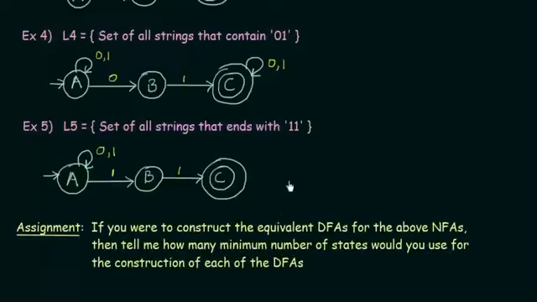Since we have discussed these NFAs now, I would give you one assignment problem. If you were to construct the equivalent DFAs for the above NFAs, tell me the minimum number of states you would use for the construction of each of the DFAs. So here we have constructed the NFAs for the languages L1 to L5. Now try to construct the equivalent DFAs for these languages, and tell me the minimum number of states you would use to construct the DFAs for the above languages. So try to do this and try to leave your answer in the comment section below.